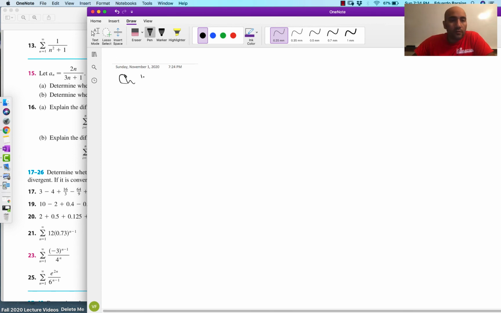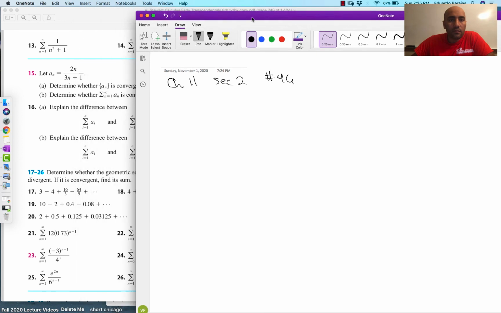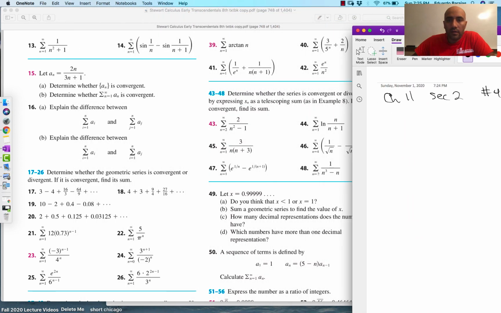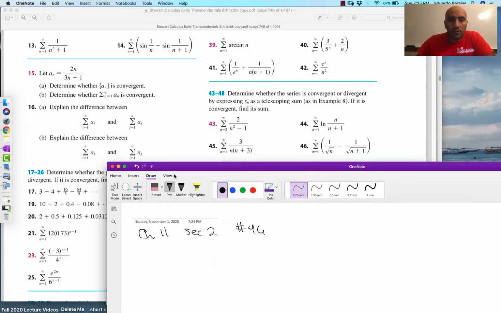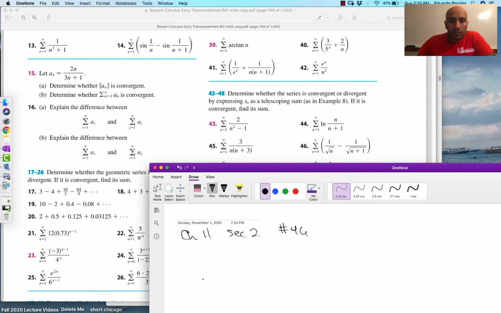So chapter 11, section 2, number 46, and it has one over root n minus one over root (n plus 1), and I have this as n goes from 4 to infinity.